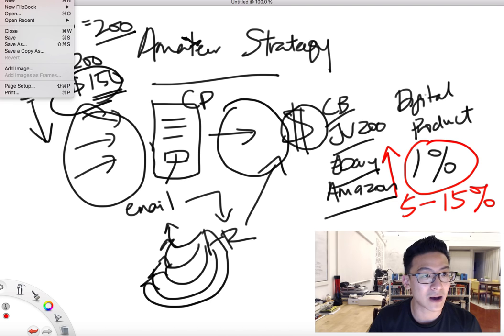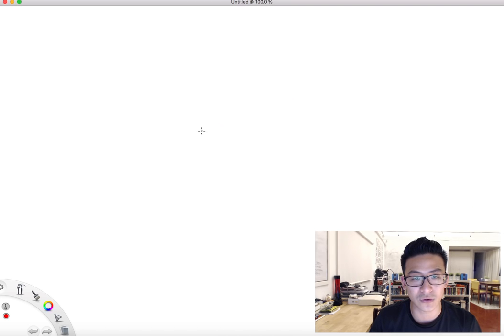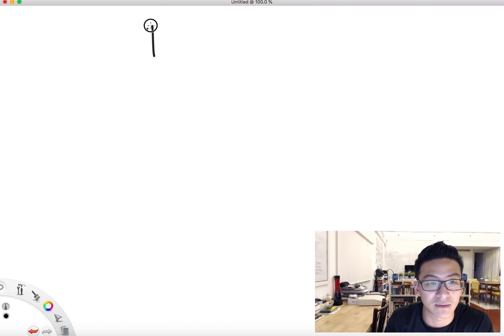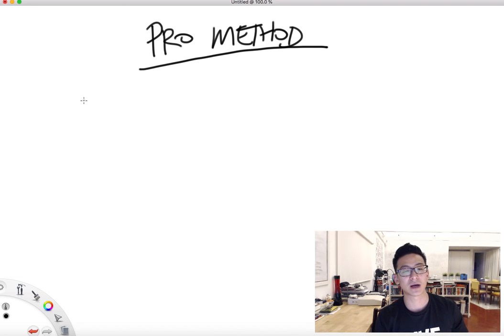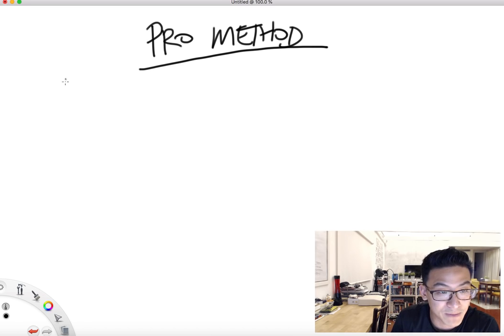Okay, so how does this actually work, and how are you supposed to do it the right way? So I call this the pro method, right? Now you may have seen me talk about this, but I'm going to draw it out for you right here so that you get a really, really good idea of how this pro method works, okay? So I'm going to lay it out very, very clearly for you. Okay, so this is how you do it, all right? First of all, you want to start with the same thing, right? So you want to start with traffic.